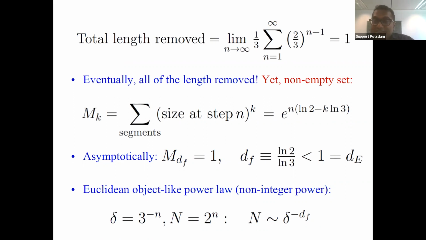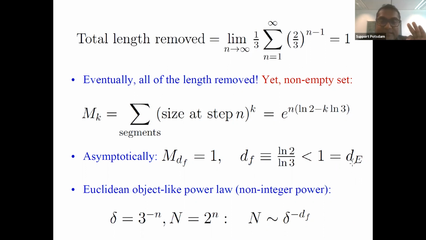set. To see this, let's compute the kth moment of the system at step n. The definition is: at step n, you take the kth power of each segment and sum them up. That gives you the kth moment, and this turns out to be this. Now you see that you can set the value of k to be ln 2 by ln 3. This value of k, you call d sub f, or the fractal dimension. The value is less than 1, of course, and 1 is the embedding Euclidean dimension.